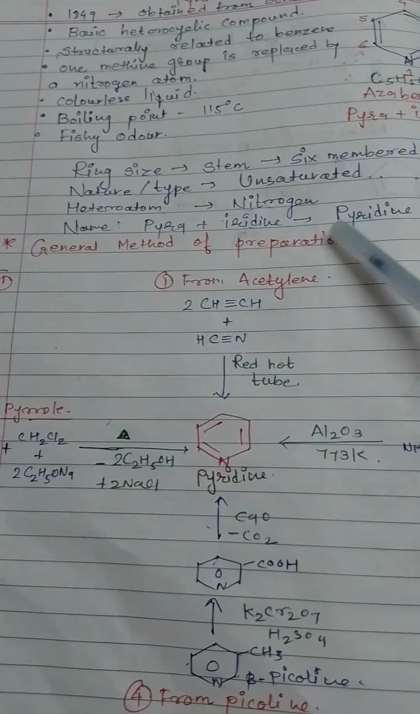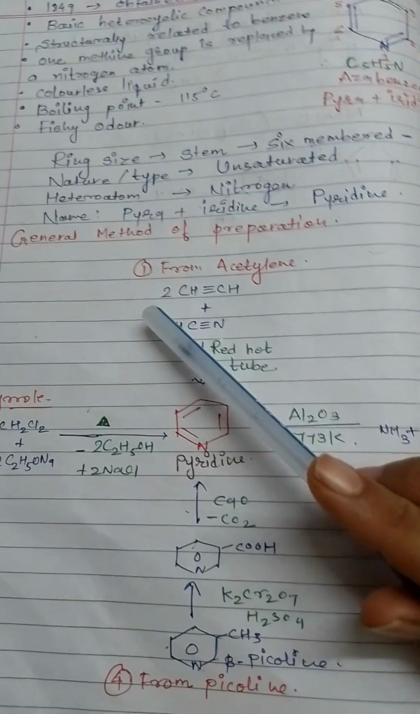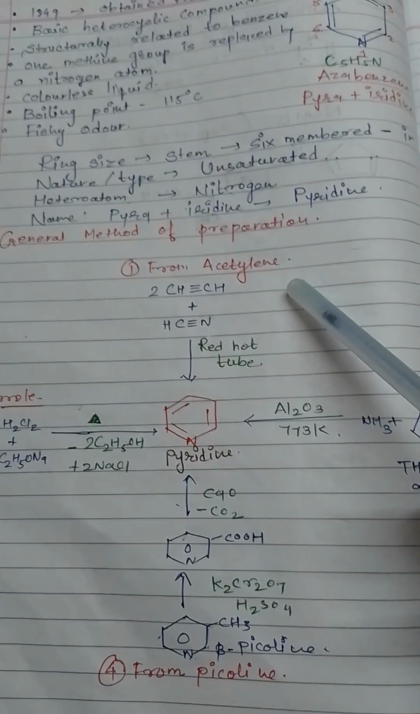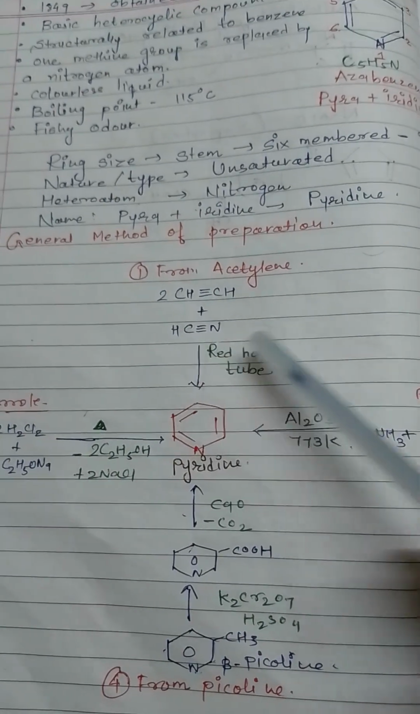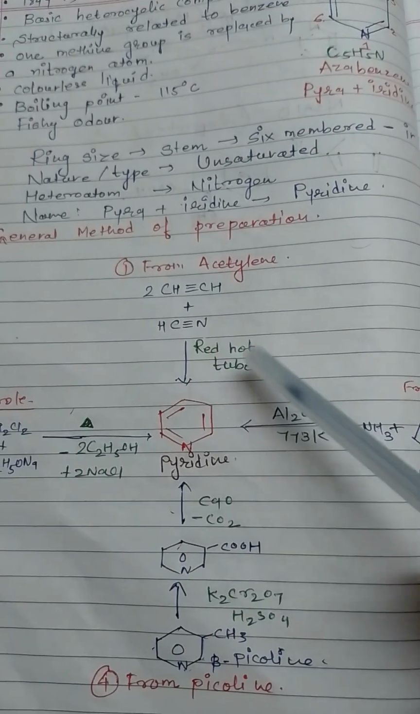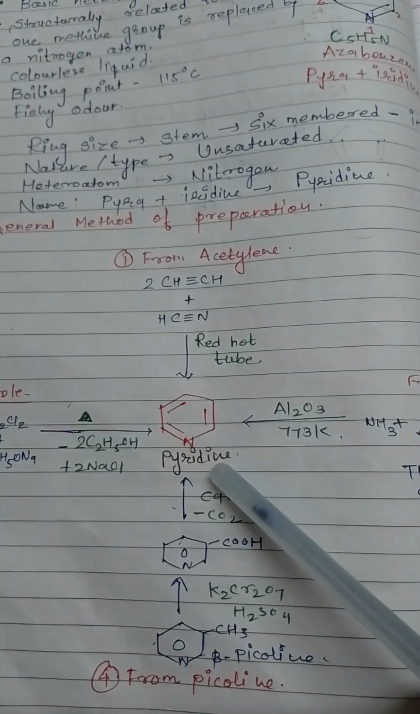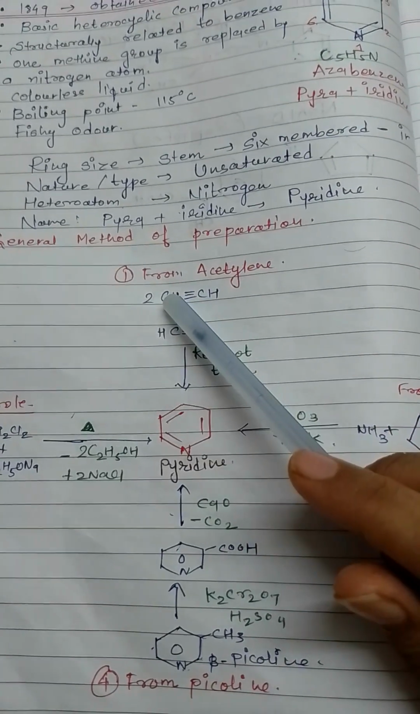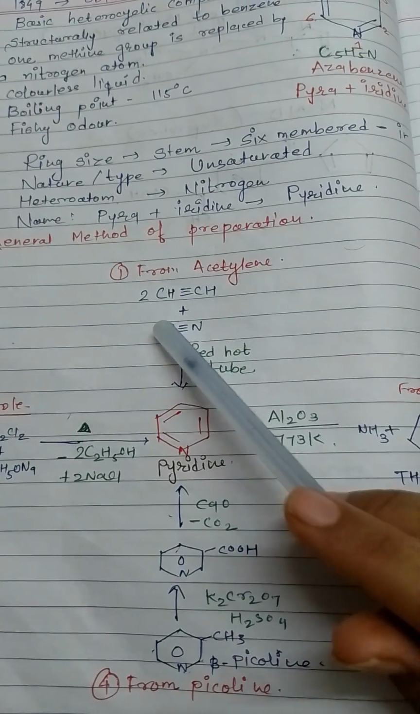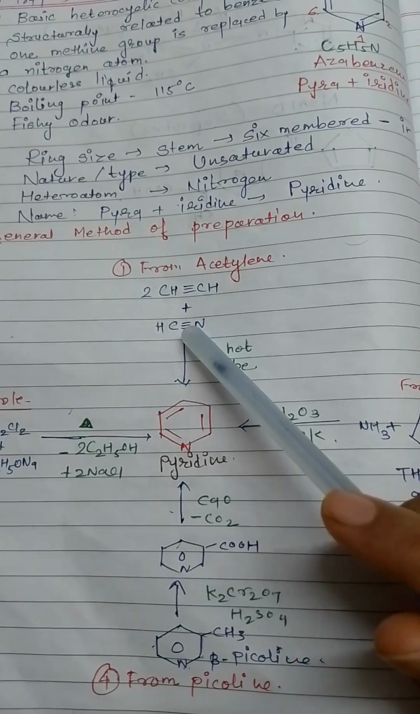Now these are the general methods of preparation. The first method is from acetylene. 2 moles of acetylene plus hydrogen cyanide react in a red hot tube and form pyridine. See, 2 moles of acetylene contain 4 carbons, and the fifth one is from the cyanide group.